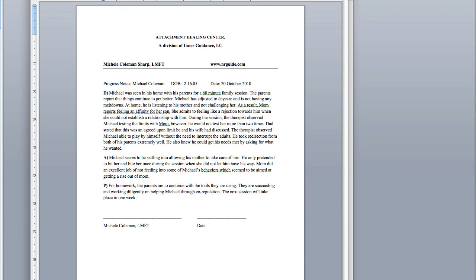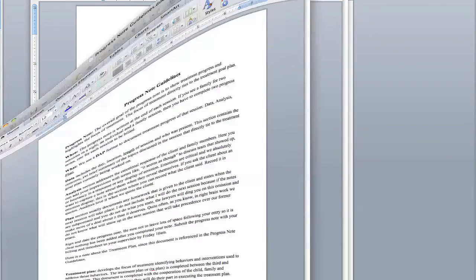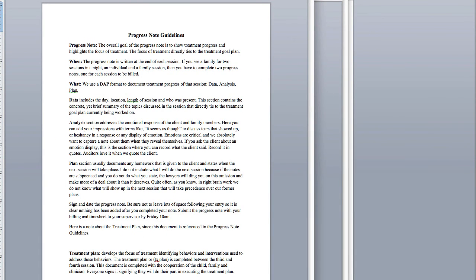Should you forget anything that I'm saying, we also have the guidelines in SharePoint. Talks about when, talks about the DAP, and there's a little blurb here also about the treatment plan. Because the progress note directly supports the treatment plan, we've put a little blurb here about the treatment plan.